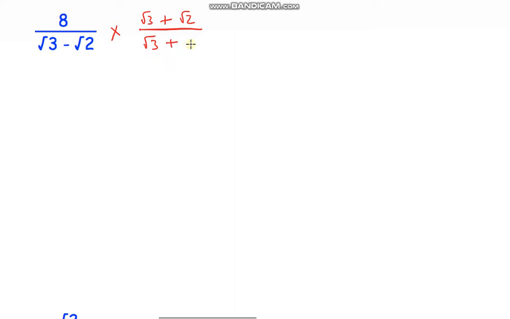So let me scroll down. Okay, this one's slightly different because we've got two irrational numbers in our denominator, but we're going to use the same technique. So multiply the numerator by root 3 plus root 2, and multiply the denominator by root 3 plus root 2. Okay, so in the numerator, 8 times root 3 is 8 root 3, and then 8 times root 2, well, that's just 8 root 2. Nice and easy, that one.